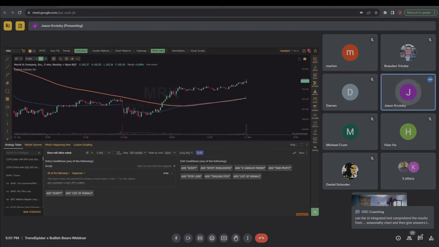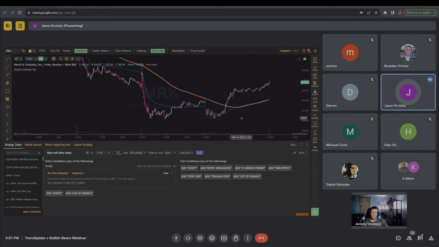Can the AI integrated tool comprehend the results from the seasonality chart and give answers to queries? That's a great question. At this time, no. But I would imagine that ultimately something will come like that. That would be really, really cool, though. Like if you could use AI and say, scan my favorite stocks for the best seasonality this month. Ultimately, I have no doubt in my mind that that'll come. I just don't know exactly where on the roadmap it might be.